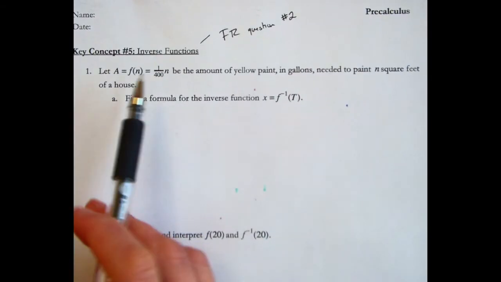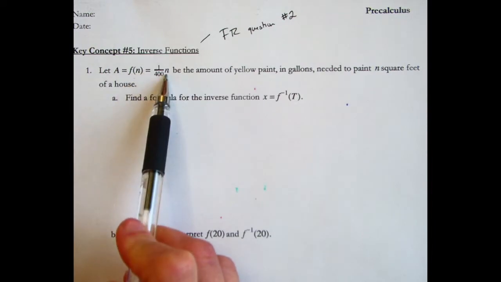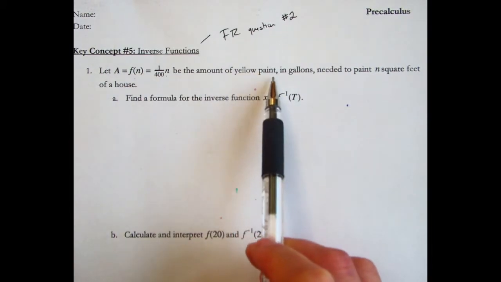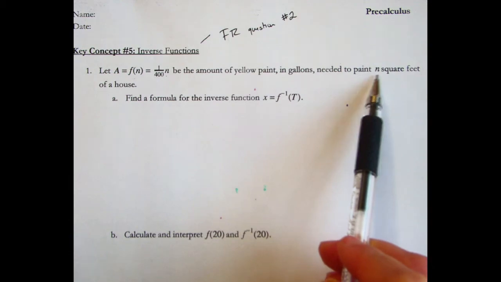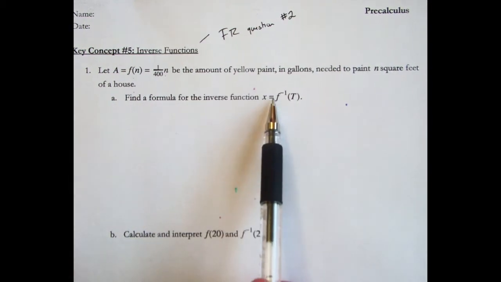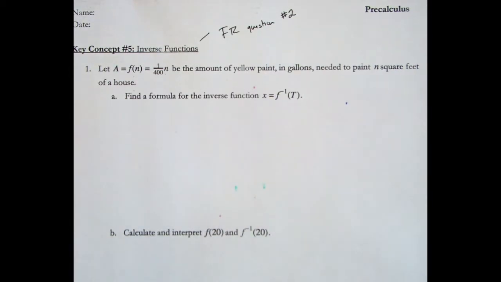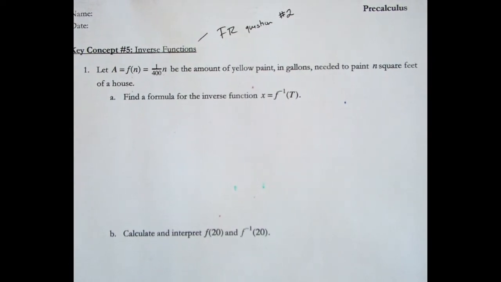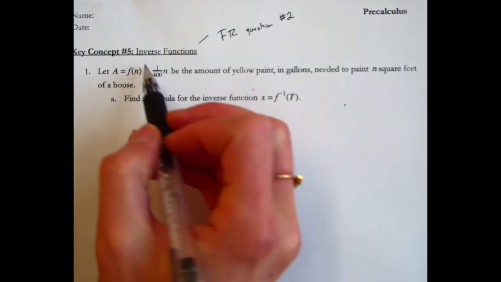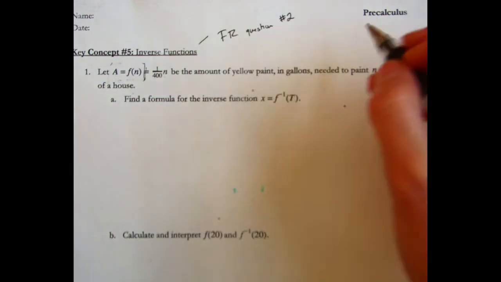Number 1 says, let A equal f of n equal 1 over 400 n be the amount of yellow paint in gallons needed to paint n square feet of a house. Find a formula for the inverse function x equals inverse of f for the input of t. Okay, so normally how we started these last week is by thinking about what the inputs and the outputs of the function are, because it's going to be helpful later in the problem.